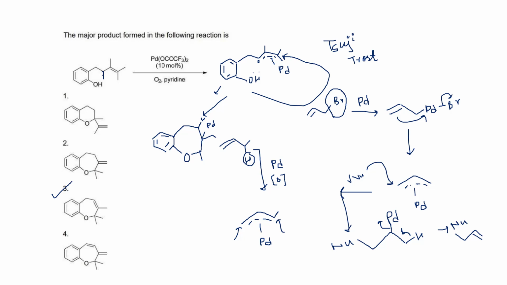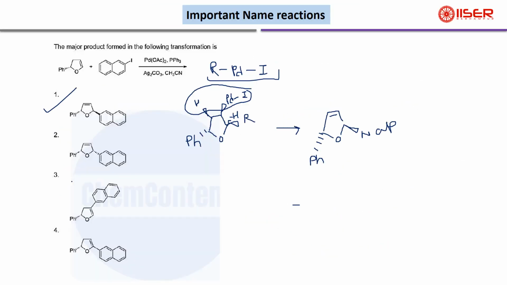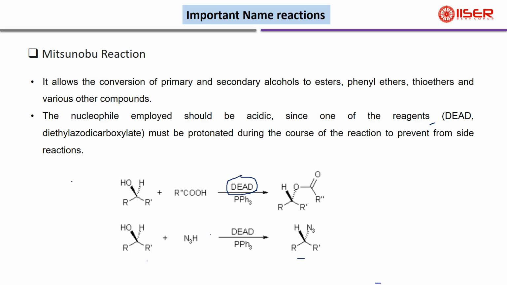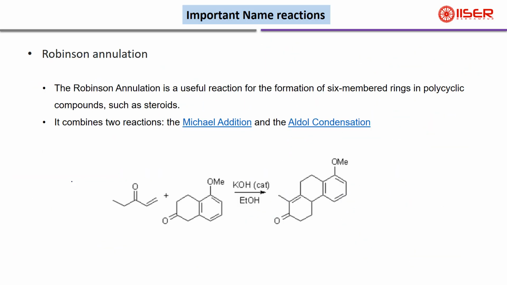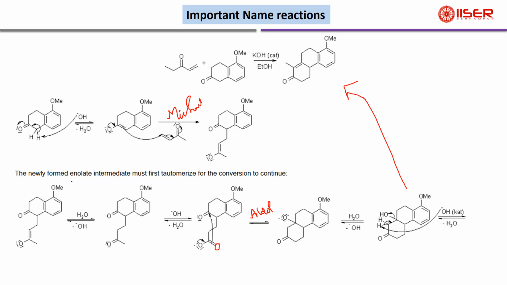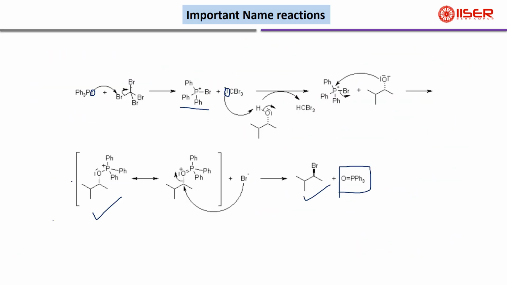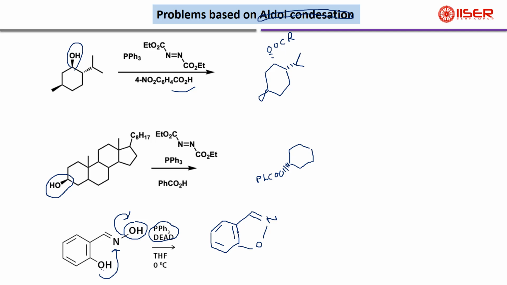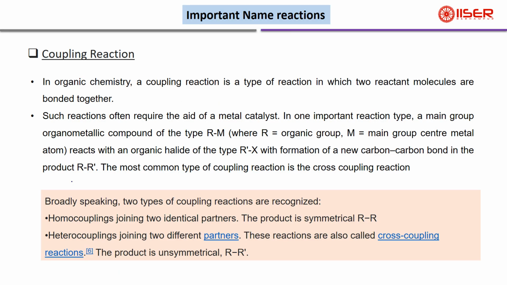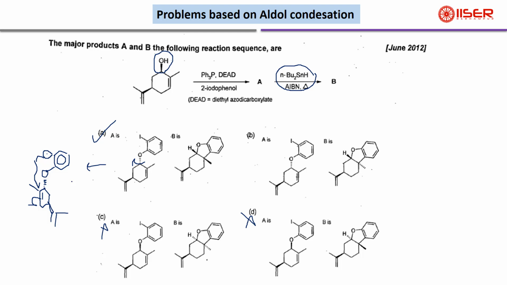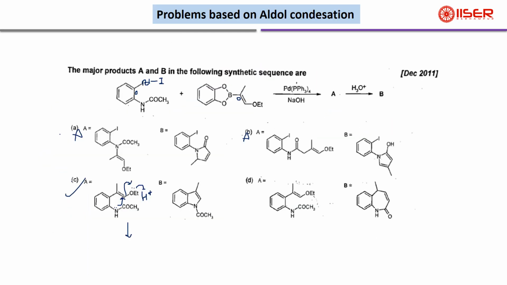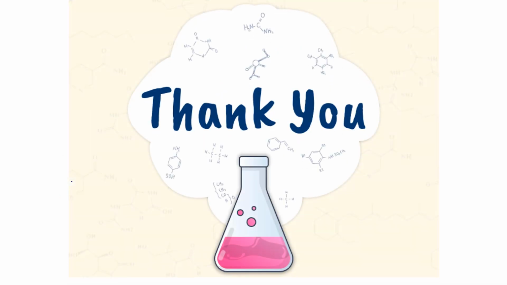Okay. So this much for today's class. In this class we have discussed some important name reactions, where we first discussed the Robinson annulation and solved some questions based on that, Appel reactions, the Mitsunobu reaction and some questions. Then we jumped into the coupling reactions and we solved some previous year questions.